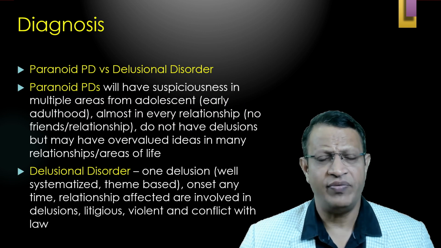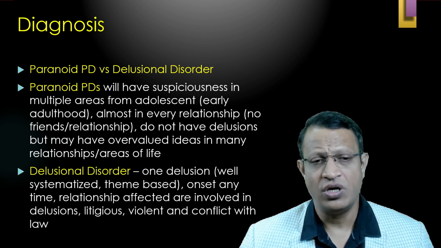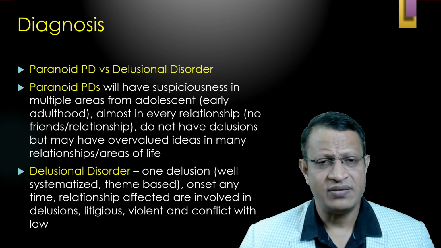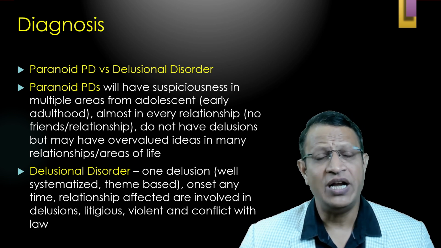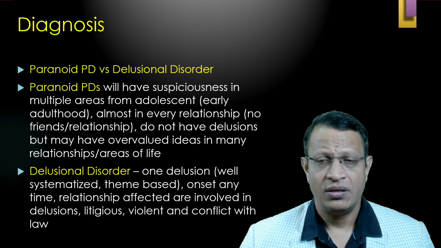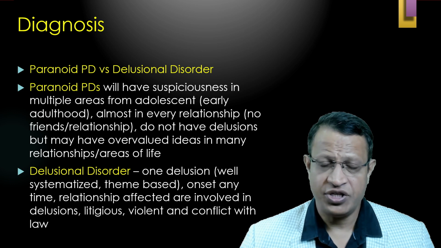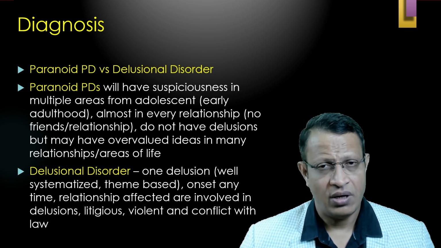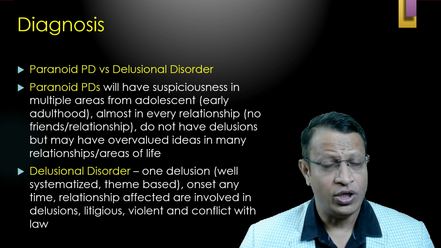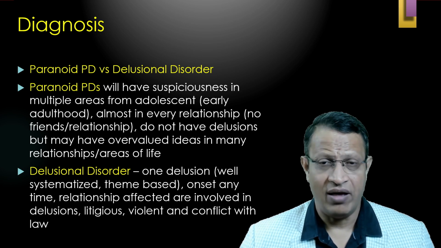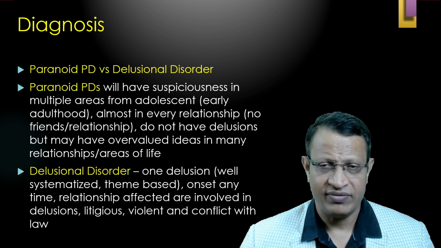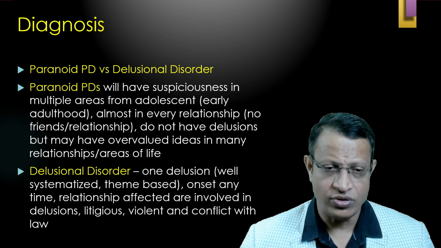How to differentiate between paranoid PD versus delusional disorder. Paranoid PDs will have suspiciousness in multiple areas from adolescence to early adulthood, almost in every relationship: friendships, relatives, and also family members. But they do not have delusions. They may have overvalued ideas regarding various aspects of life. That means it is enduring, affecting multiple areas of life, and they do not have delusions.